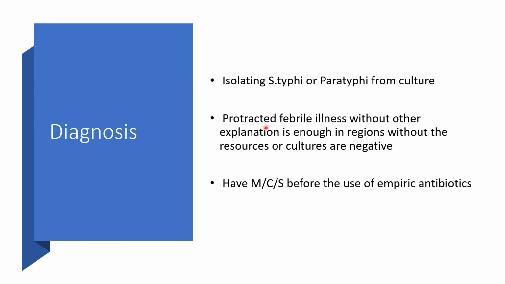Okay, so when there's protracted febrile illness, and you sought what could be responsible, and there's none, and this person is living in a region where you cannot have bone marrow culture, you can't do much, or you've even done your culture and the outcome is negative, but you are suspecting that typhoid is the case, you can go ahead with the treatment. You can have microscopic culture and sensitivity before the use of empiric antibiotics.